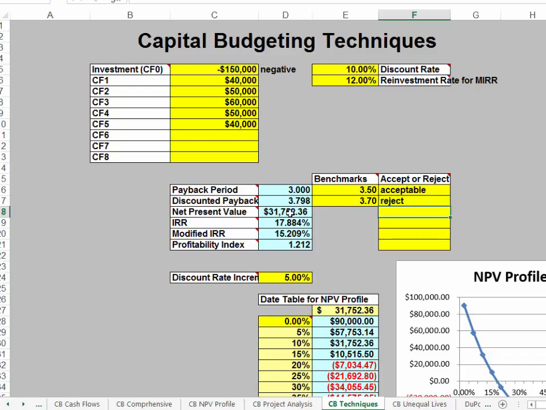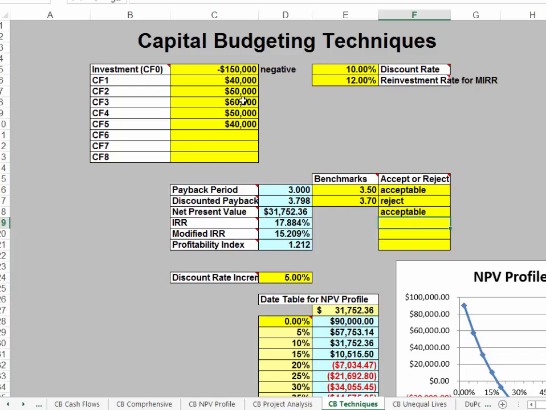The following technique is the net present value. As you see, it measures the change in wealth from the project. It is positive, $31,000. So the idea here is that if we do this project according to the net present value technique, we would actually increase the stock price. And of course, that's something we want to do. So we would be willing to accept this project on the basis of net present value.